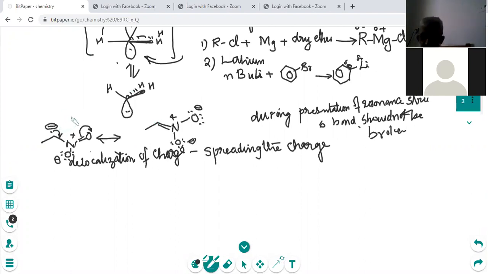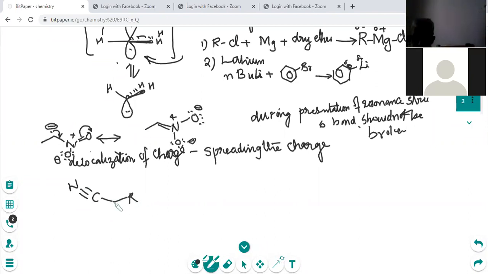So this is what is meant by resonance writing. Resonance will give you stable compounds. Resonance always gives you stable compounds. Similarly, if you have a CN group, a triple bond attached to R, this also can generate a good nucleophile.